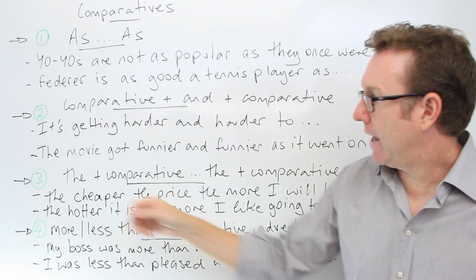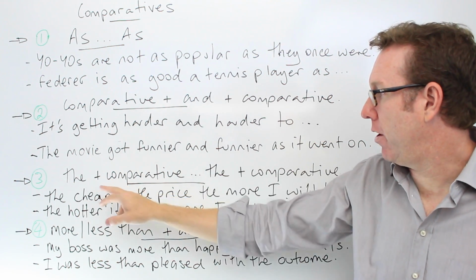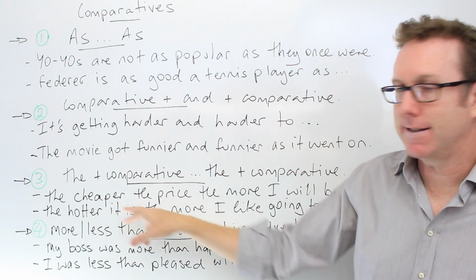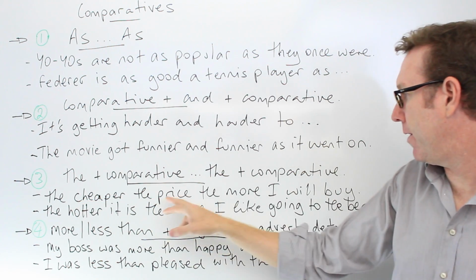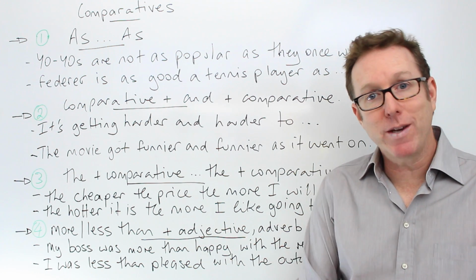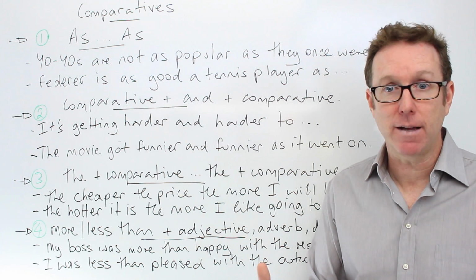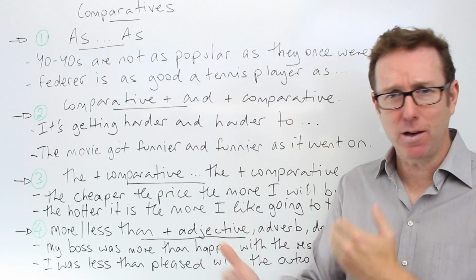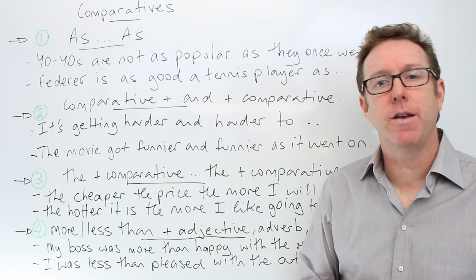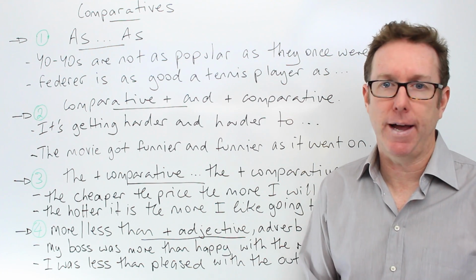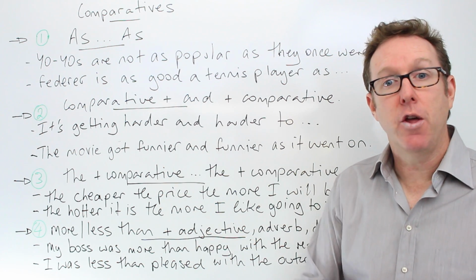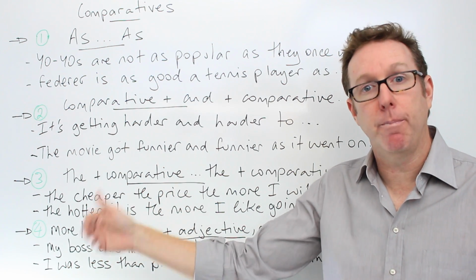Okay? Now the third structure here is the plus comparative, the plus comparative. Let's look at the examples. The cheaper the price, the more I will buy. So we imagine you go into a shop, you see a bargain, you try to deal or you try to bargain with the shop owner, and you say, the cheaper the price, the more I will buy. Okay, so we're comparing here. The cheaper the price of the goods, the more goods I will buy.